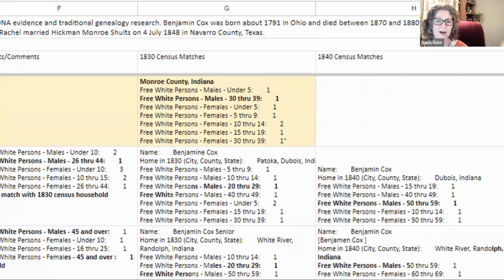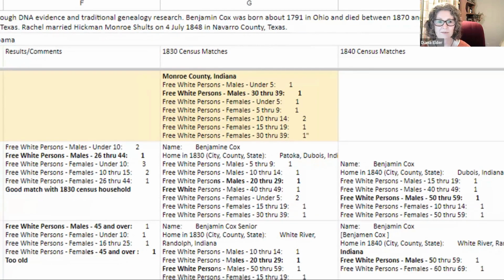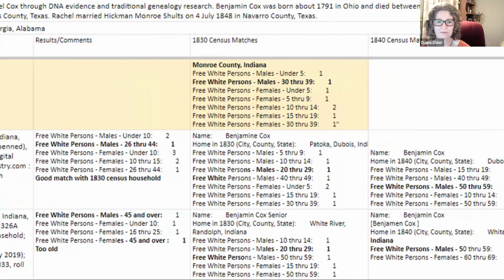So over here, and then 1840, he's there. And I know for sure my Benjamin Cox was in Arkansas by 1840. So can you see how I just took that same person across and said, nope, this is not my Benjamin Cox. And sometimes you can do this with probate too.